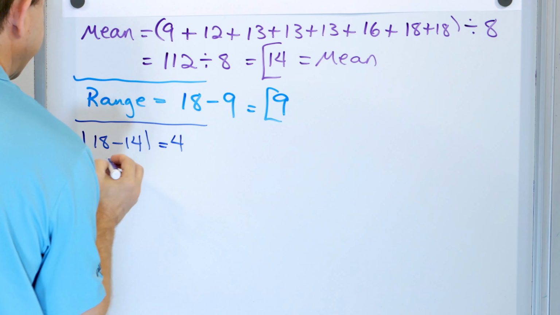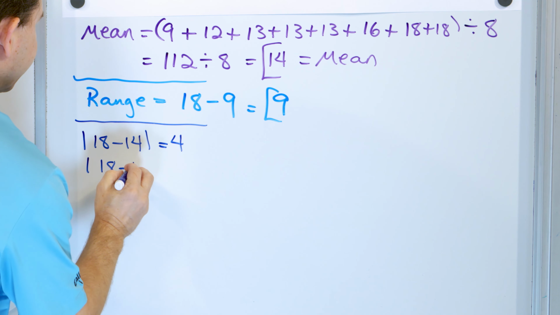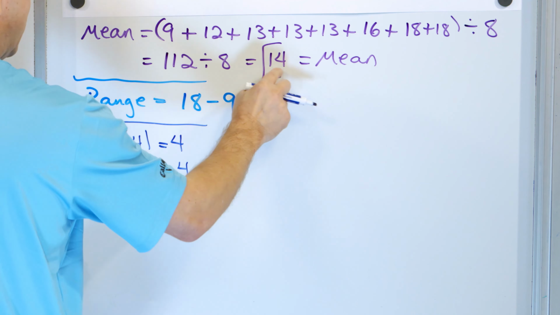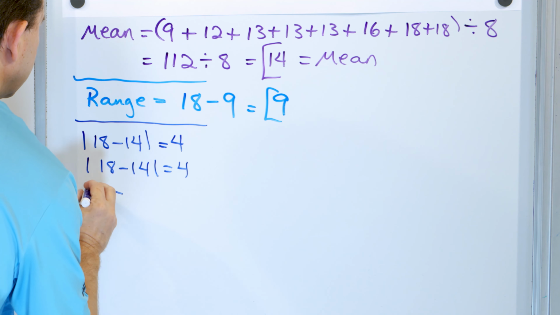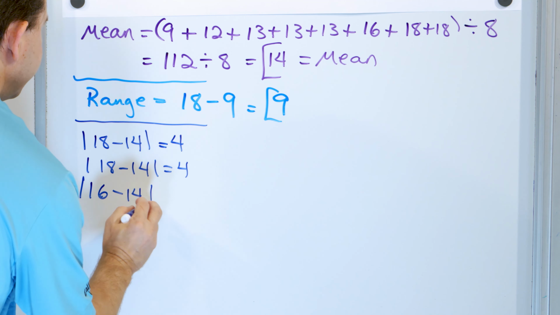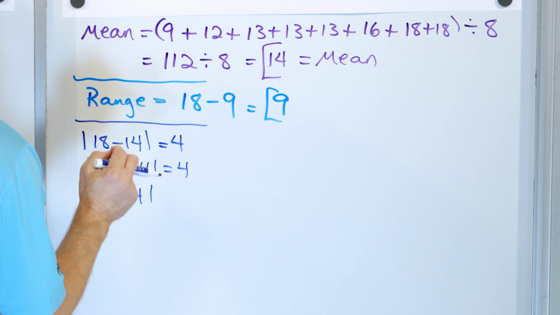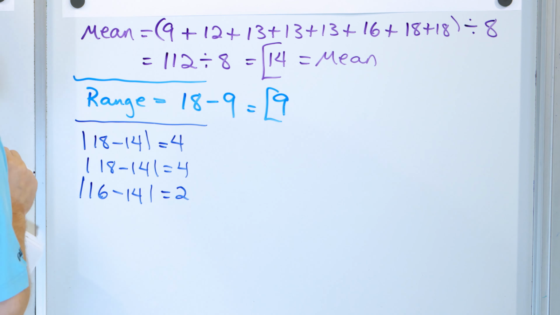Now we have another person at 18. Don't forget to write it down again or else you're going to forget and you're going to calculate it wrong. So you still get a 4. Now we have a 16-year-old minus the mean of 14. This is a difference of 2 years old. And the absolute value is, again, positive 2.